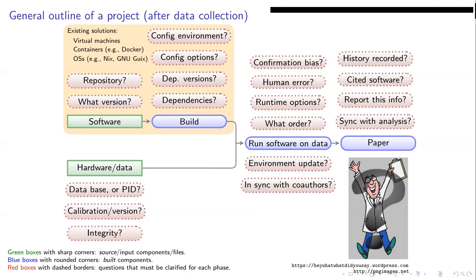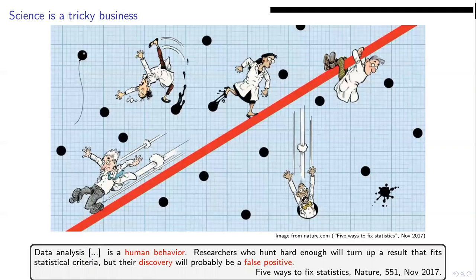So it's the same with science, it's the same with human progress, let's say, in the quantitative world. We need the lineage. We need the history of how a data set, how a plot, how something was produced. Because ultimately science is a really tricky business.